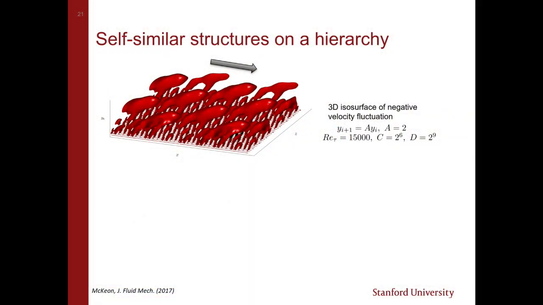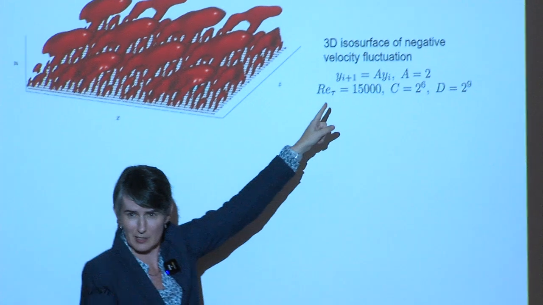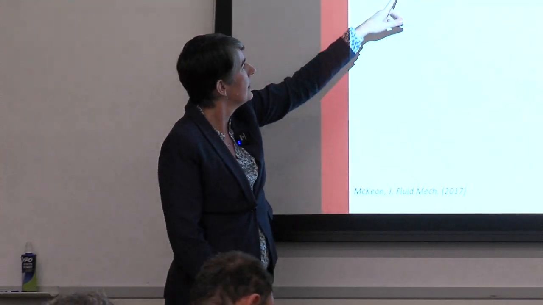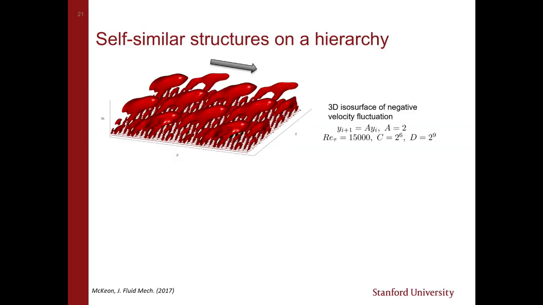So let's look at what happens on a hierarchy. Here I've picked one, it doesn't really matter which, with 5 members of a hierarchy. It's a relatively high friction Reynolds number, 15,000. And I obey this rule: the next member in the hierarchy sits at twice the height of the original one. There are 5 members, and this is an isosurface of the negative fluctuation. It should be blue, it's in red.